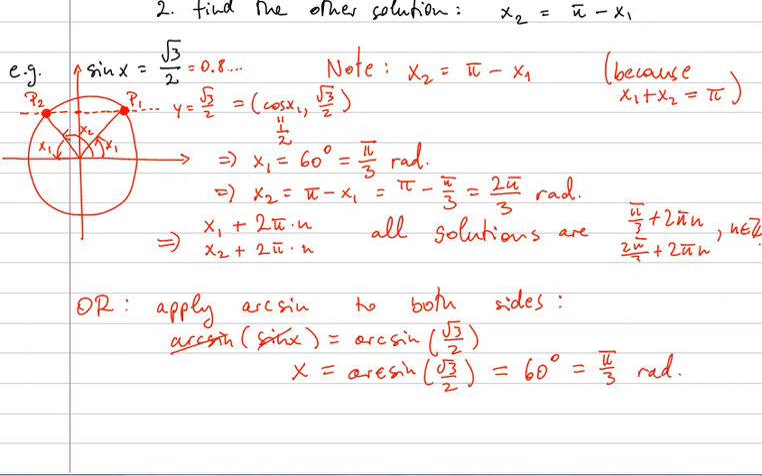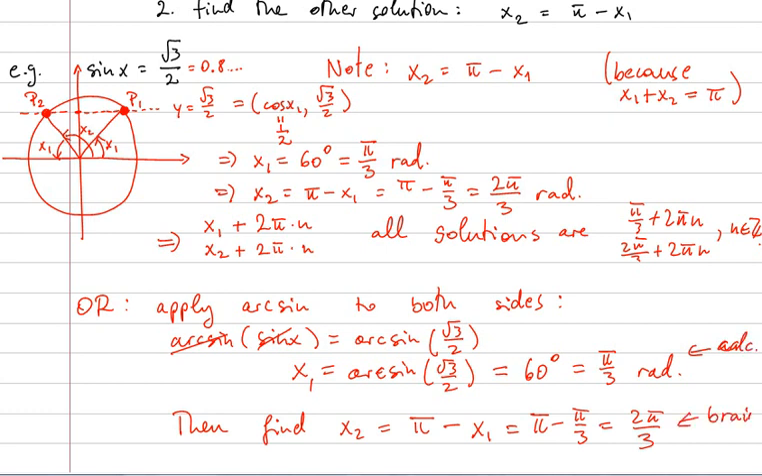You would not get x2. You have to draw the unit circle to find out x2, so then find x2 as pi minus x1. So this is pi minus pi over 3, which is 2 pi over 3. So the calculator gives you this answer, but your brain gives you the other answer.